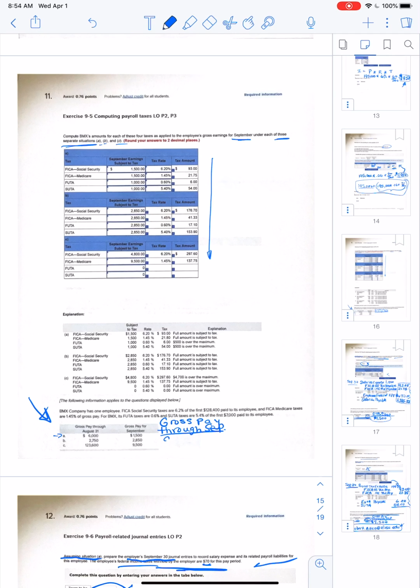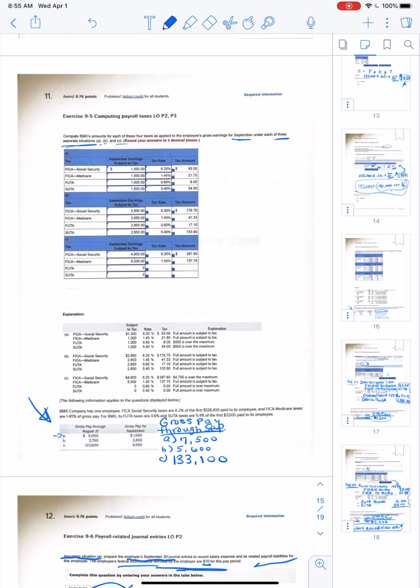So for scenario A, we have $7,500. For scenario B, we have $5,600. And for scenario C, I'm going to need to use a calculator real quick, and that'll be $123,600 plus $9,500, which gives us $133,100. And so we've got our gross pay through September for each one of these, and we'll see what these numbers affect and how this ends up working out as we work through this question.